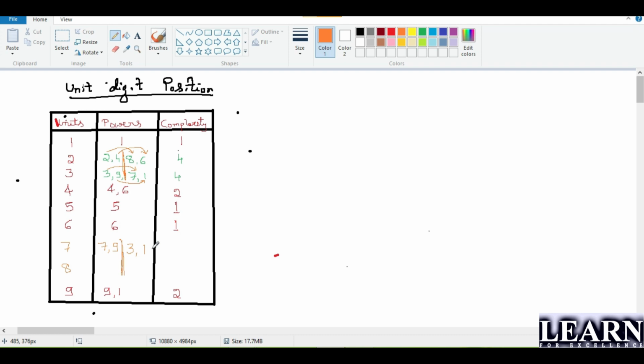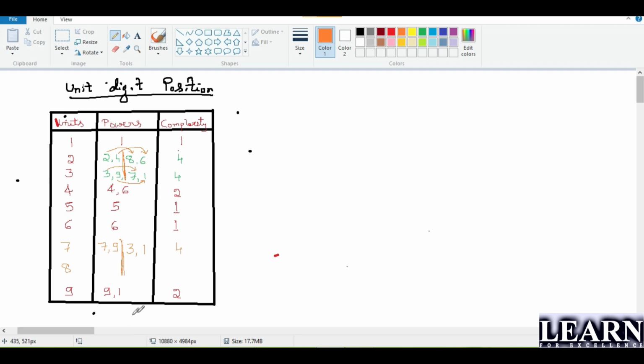If you want to check out the powers of 7, 7 to the power 1 is 7, 7 square is 49, and 7 to the power 3 is 343. It ends with 3, right? Similarly, it goes on. So I can tell the cyclicity of 7 is 4 over here.